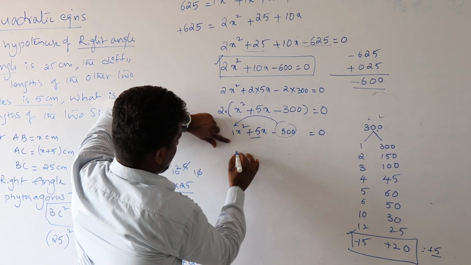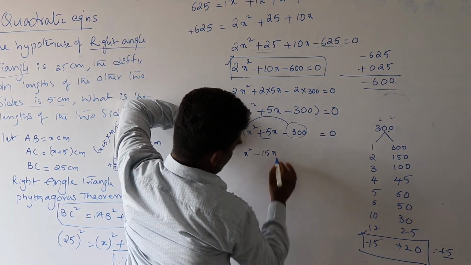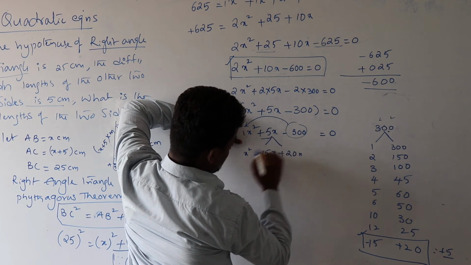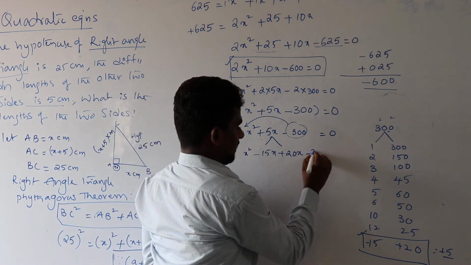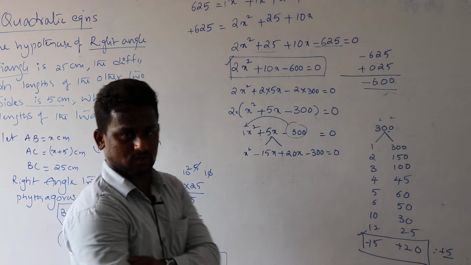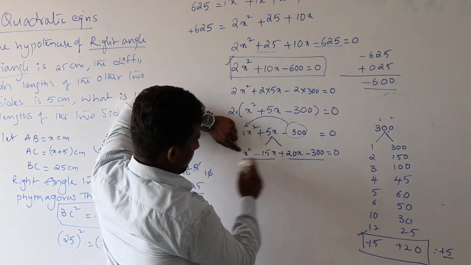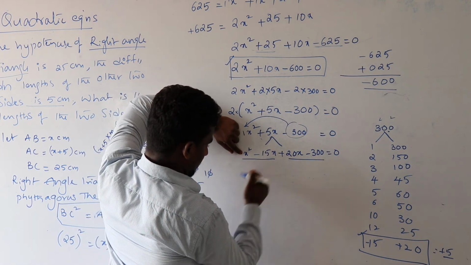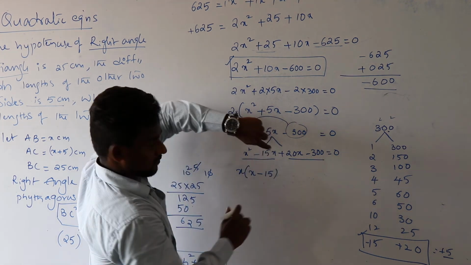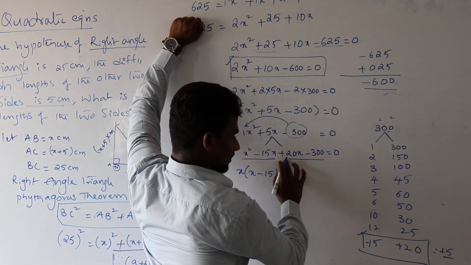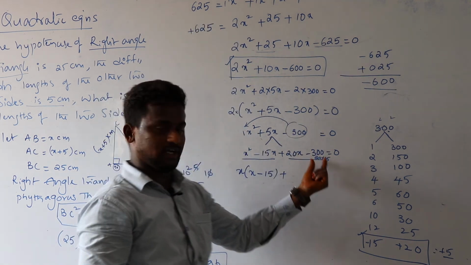So I am splitting plus 5x as minus 15x plus 20x, and the remaining minus 300 equal to 0. Now we have 4 terms, take 2 terms at a time and take the common factor. Here x is common, so remaining is x minus 15. In the next pair there is no common term, so we write 300 as 20 into 15.